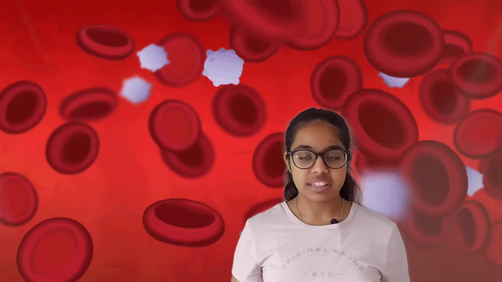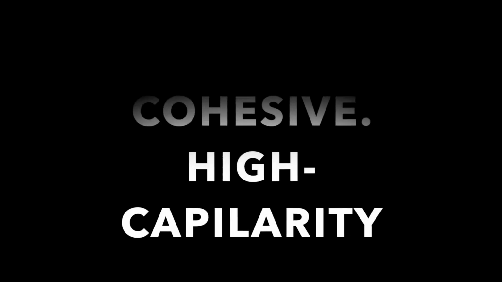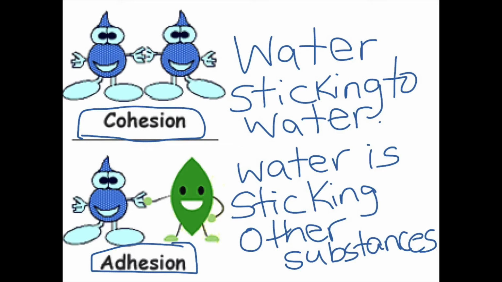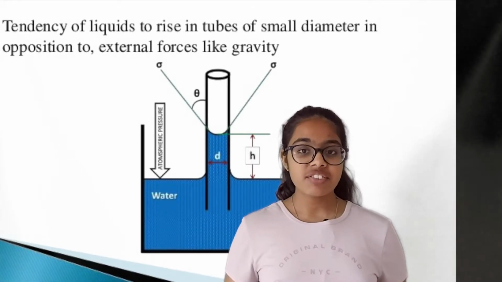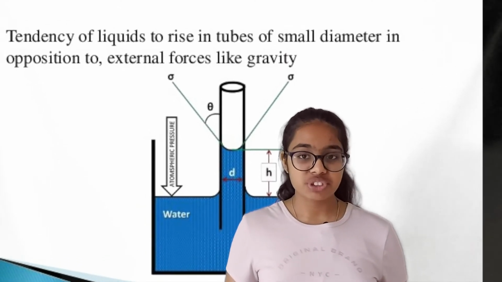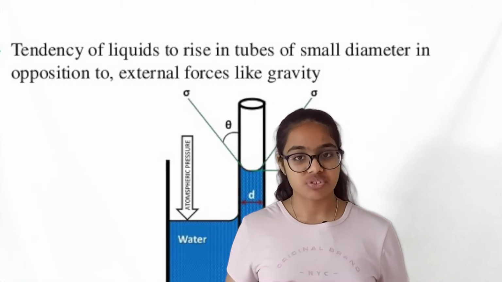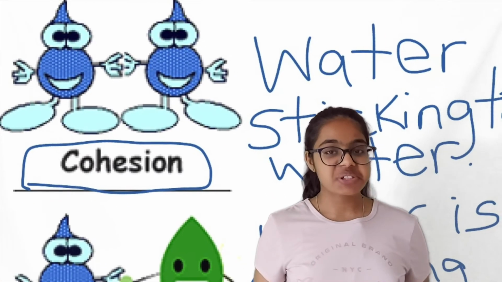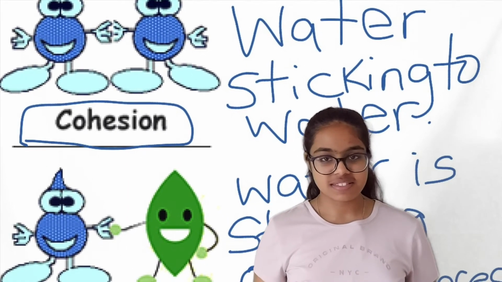Water has a low viscosity. This property helps blood to flow into small thin capillaries. Adhesion is the attraction between two unlike molecules. On the other hand, cohesion is the attraction between two similar molecules. The tendency of water to move upwards through a narrow tube against the force of gravity is known as capillary action. The high capillarity of water is due to the adhesive and cohesive forces.